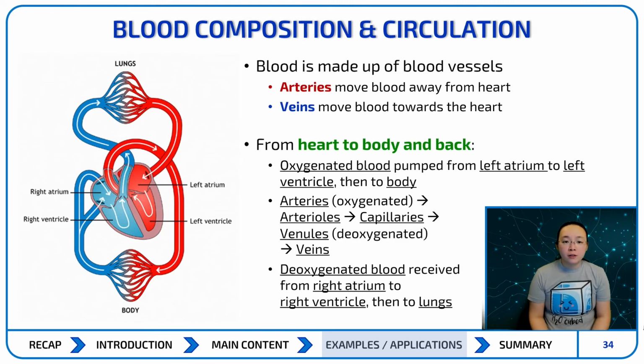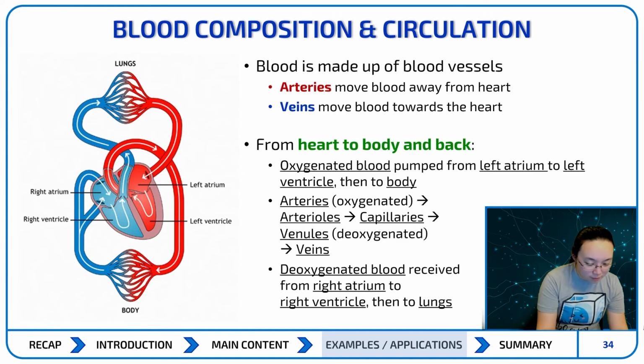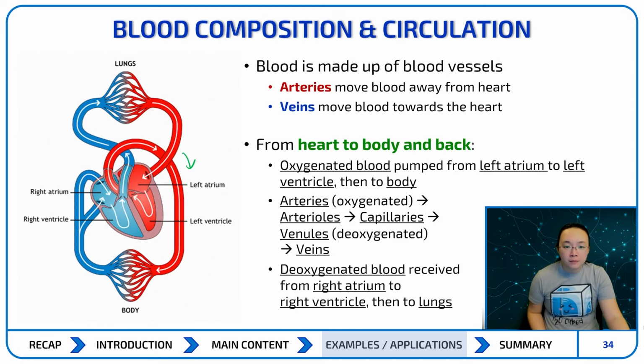So in terms of blood composition and circulation, blood is made up of blood vessels. And there are two main types of blood vessels. There's arteries and there's veins. With arteries, arteries are represented in red over here. They move blood away from the heart, and the veins move blood back towards the heart.